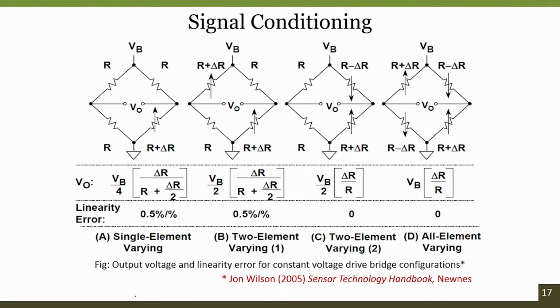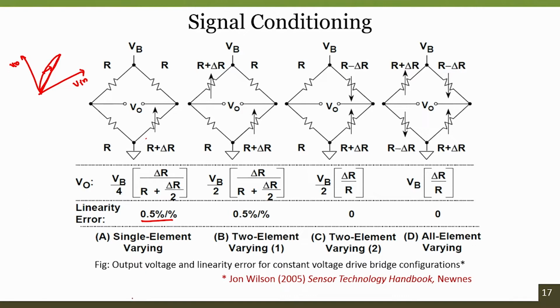What do I mean by nonlinearity error? Imagine I have the output voltage, and I look at the characteristics between V0 and Vin. It should be linear, but because of only a single varying element in the bridge of the Wheatstone split circuit, it leads to some kind of nonlinearity. This nonlinearity error, when you consider it, will always be 0.5 percent.